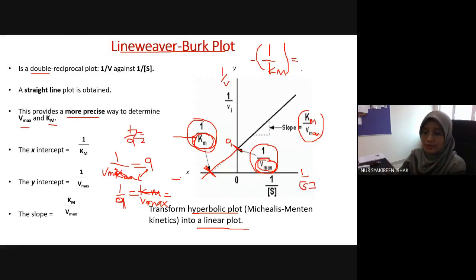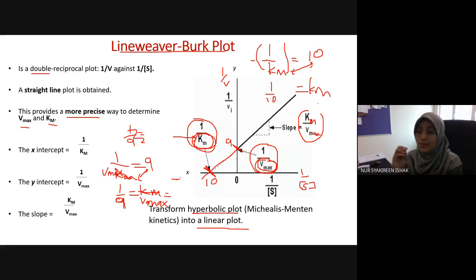Okay, a positive value. So let's say lah kalau kat sini value dia let's say 10 kan, so maksudnya 10 lah kat sini. So then you exchange the place, so you get 1 over 10 for the Km value. Okay, dengan unit dia sekali.